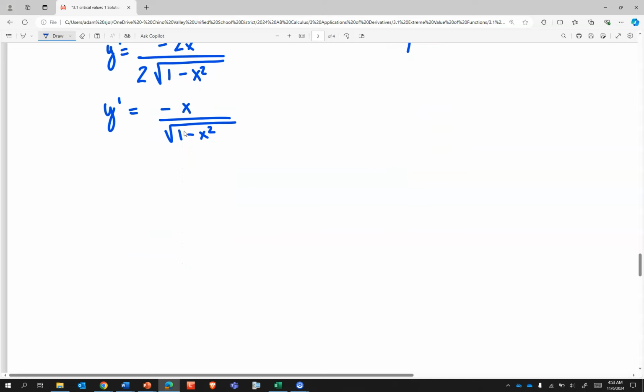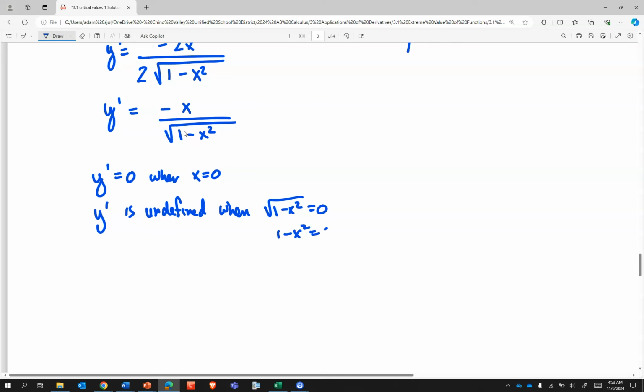And we're looking for critical values, so we can say y prime equals 0 when x equals 0. y prime is undefined when the square root of 1 minus x squared equals 0. 1 minus x squared equals 0. 1 equals x squared. x equals positive or negative 1.